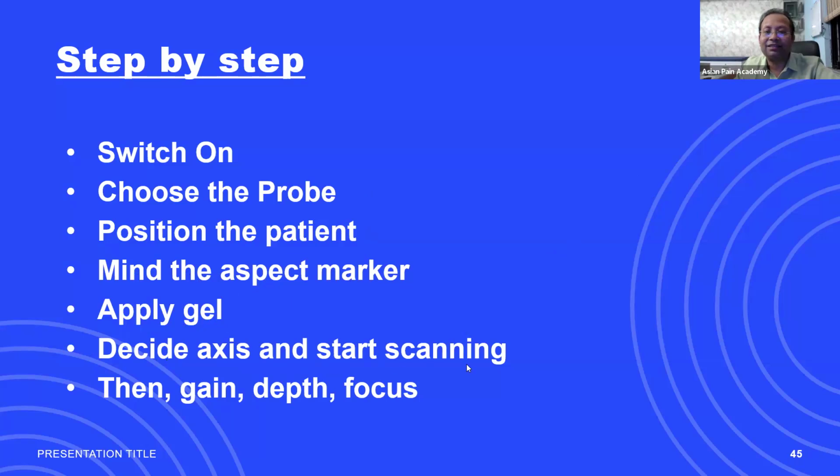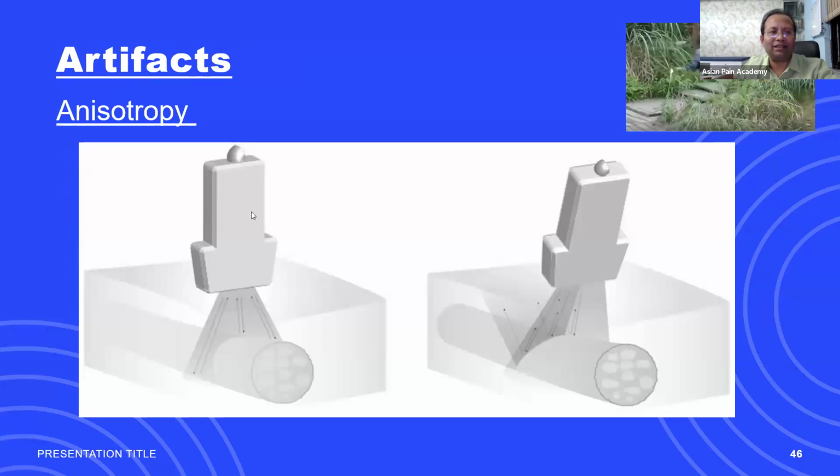Decide axis and start scanning. Whichever structure you think of first, think about the orientation of that structure, and then about the axis. Either you are seeing in short axis or long axis, then start scanning. Then you will adjust the gain, depth, focus, etc. as per the need. Now there are some very important artifacts.